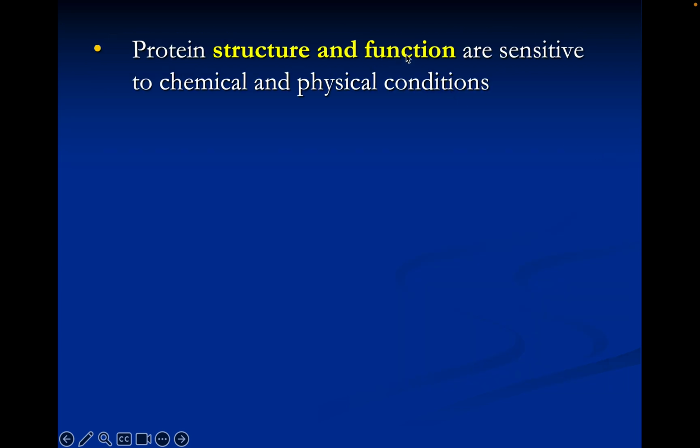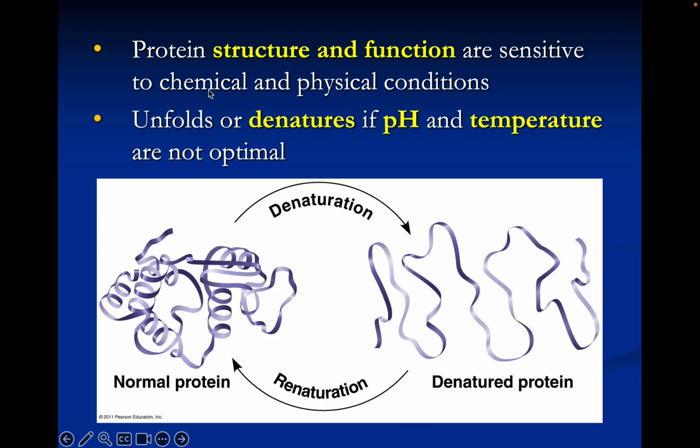Protein structure and function are sensitive to chemical and physical conditions. It unfolds or denatures if pH and temperature are not optimal. So if you think back to our yogurt lab that we did the first day of class, regular milk that has not been treated with acid or temperature is very liquid, right? There's normal milk proteins in there. However, we denature those proteins by exposing it to extreme heat. Some of those proteins begin to denature and the milk thickened, right?